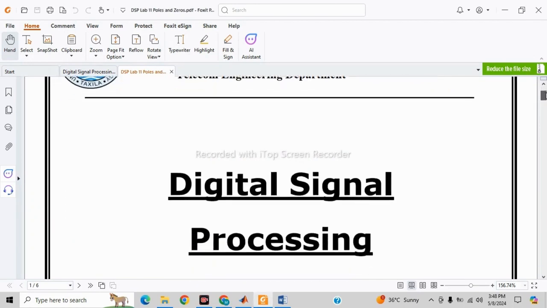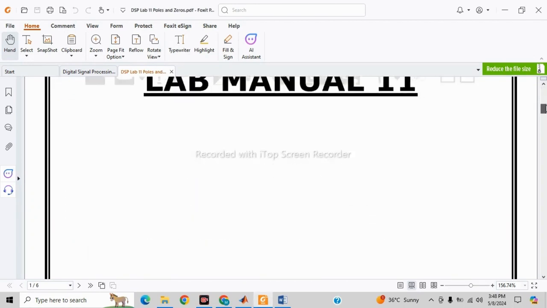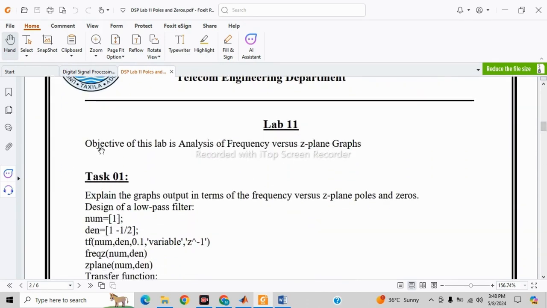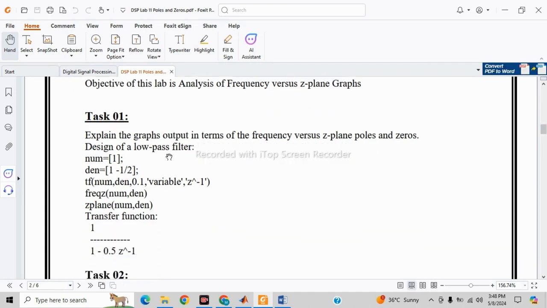So today our lab of digital signal processing is lab number 11, which is poles and zeros. The objective of this lab is to analyze frequency versus z-plane graphs. Here is task number 1: explain the graph's output in terms of the frequency versus z-plane poles and zeros.